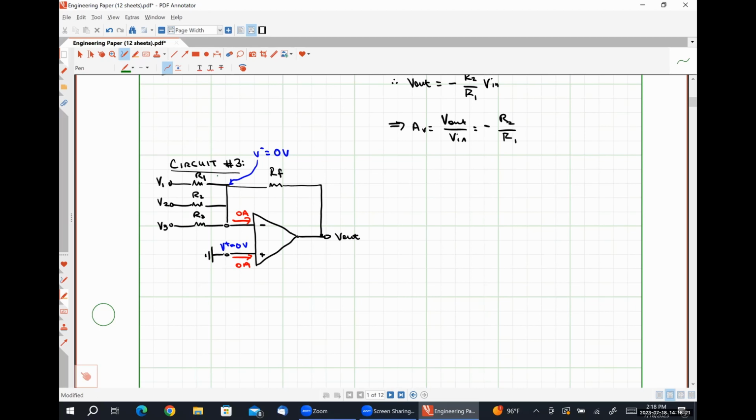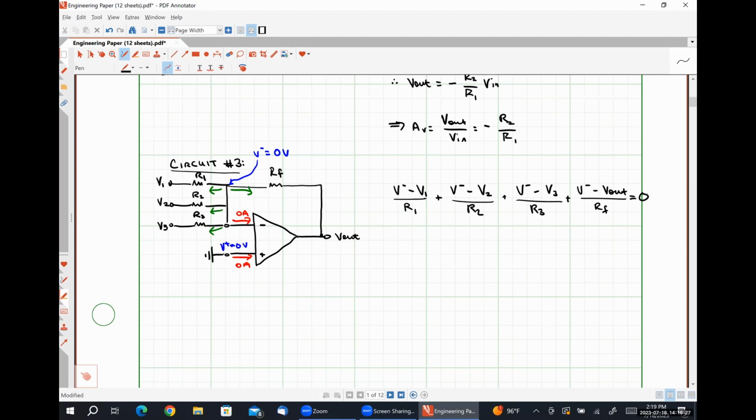So I'm going to have this current flowing out, this current flowing out, this current flowing out, and this current flowing out. You can add them all together. So that's going to look like (V- minus V1) divided by R1, plus (V- minus V2) divided by R2, plus (V- minus V3) divided by R3, plus (V- minus Vout) divided by RF is equal to 0.